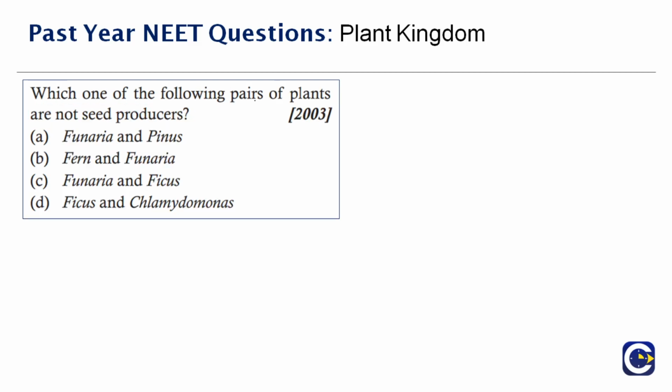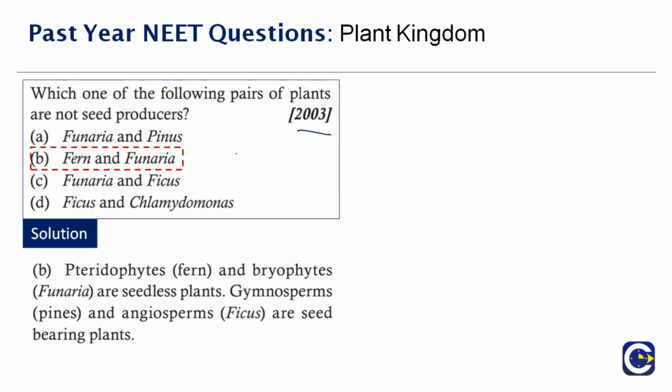Now this question was asked in the year 2003. Which one of the following pairs of plants are not seed producers? So what does that mean? If they are not seed producers, then they should produce something else, might be spores or something else. So here the correct answer is option B, fern and Funaria. They do not produce any seeds.